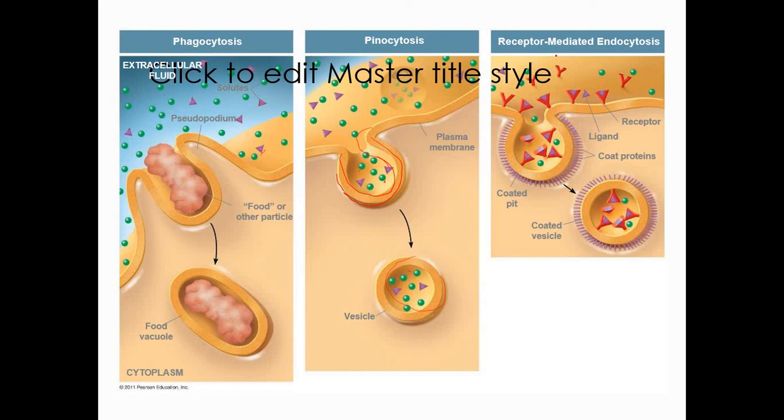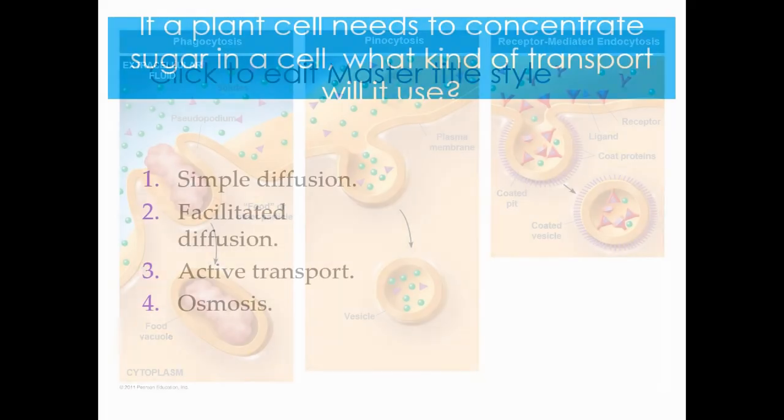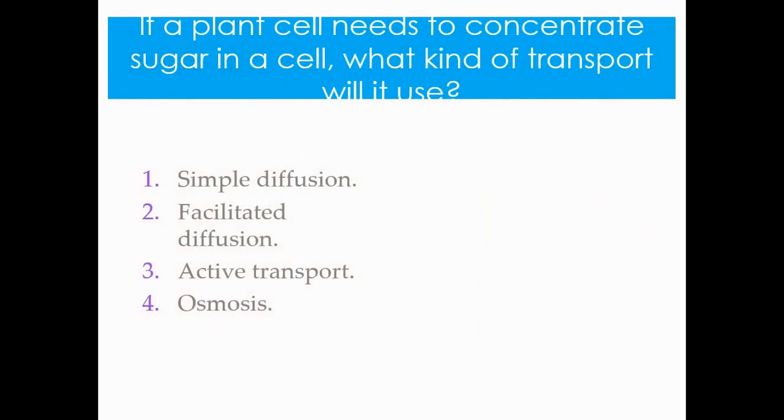Okay? And then we have receptor-mediated endocytosis. So these are the ligands. The molecules that we want the cell to take in will be attached, will be bound to these ligands. The ligands attach to the membrane, and this will stimulate the cell membrane to leave as a coated vesicle.